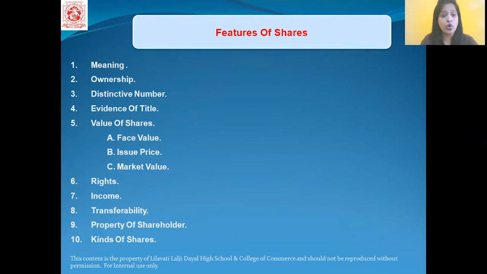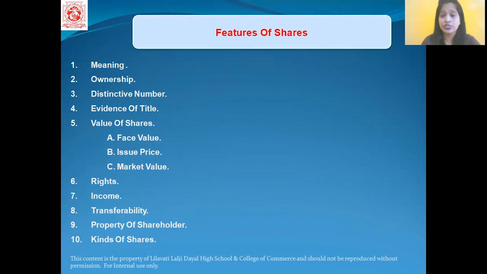Next one is value of shares. Under value, we have the face value. Face value means the value which is printed on the share certificate. Issue price is the price at which the company sells the share. Then you have the market price, the price which is demanded by the forces of demand and supply. The price which is determined by the forces of demand and supply is termed as your market value.